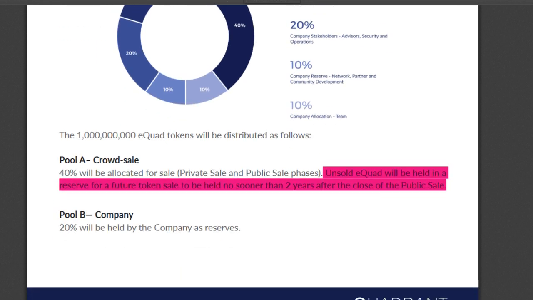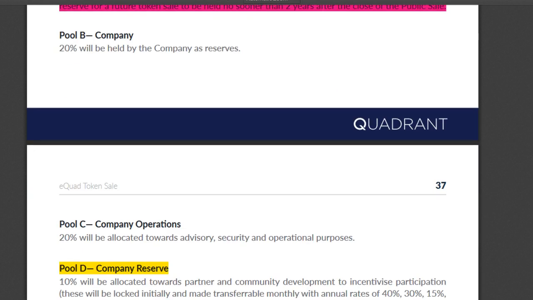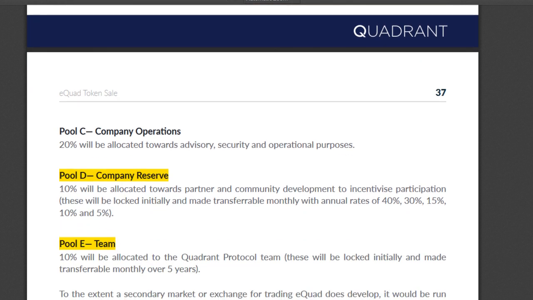And then they've got how their pools are broken down and what their pools are going to be used for. Pool D and E are the ones that are a little bit different than any other particular ICO. If somebody wants to get into the nitty gritty, page 37 shows what those annual rates transferable are going to be for the reserves. It's not just going to be locked for 30 days and then they have access to all of it. It's like we were talking about earlier in the video. It's going to be broken down by year.